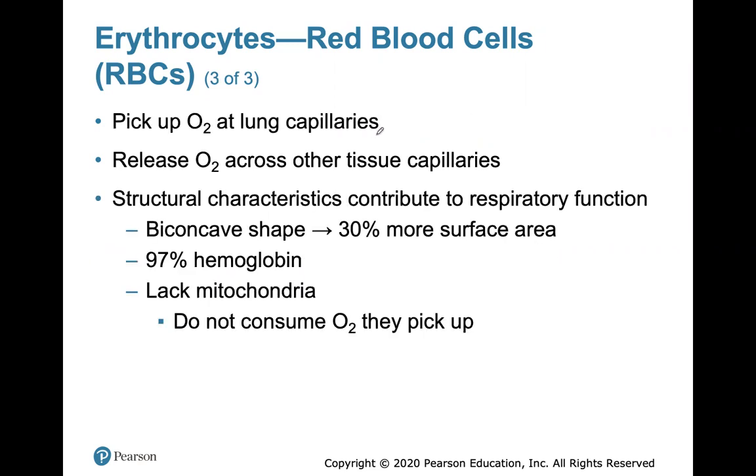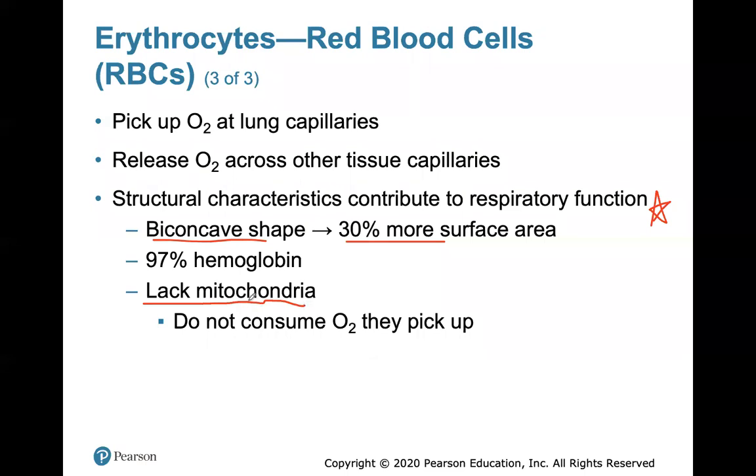So your red blood cells will pick up oxygen in the lungs and then release oxygen to tissues. Their structural characteristics contribute to their respiratory function, and this is important to know. Their biconcave shape gives them about 30% more surface area, so the ability to have oxygen and carbon dioxide diffuse across their surface. They're made up of 97% hemoglobin, which is the protein that carries oxygen, and they lack mitochondria because mitochondria is what creates ATP, and normally mitochondria needs oxygen.